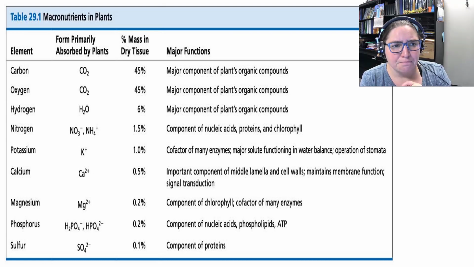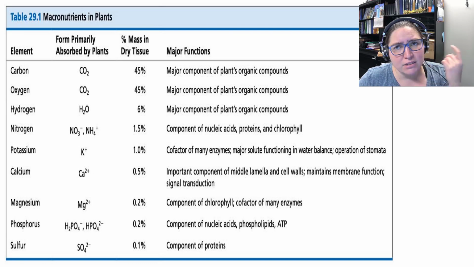Oxygen, again, plants need oxygen because they need to do cellular respiration. Plants need oxygen because it's part of their organic molecules. Same with hydrogen, and so on and so forth there. So don't worry too much about memorizing this table, but I just want to give you a little bit of information about macronutrients in plants.